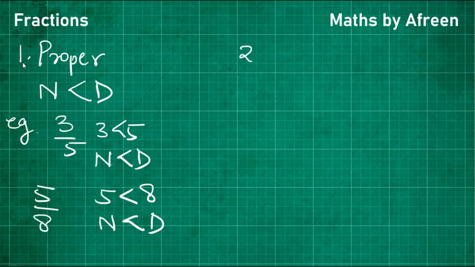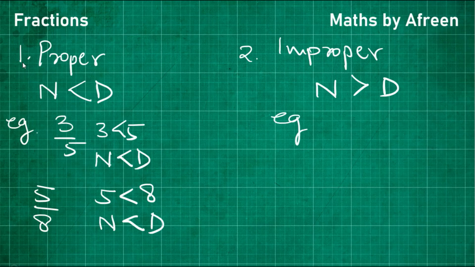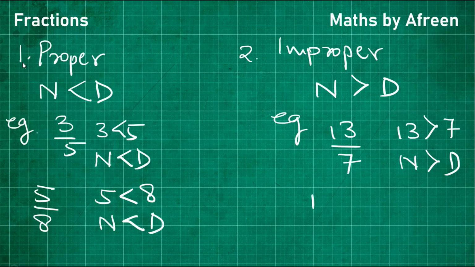Now we will talk about improper fractions. In improper fractions, the numerator is greater than the denominator. For example, 13 by 7. Here 13 is greater than 7, which means the numerator is greater than the denominator. We can take another example like 15 by 4. Here we can see 15 is greater than 4, so the numerator is greater than the denominator. So these are examples of improper fractions.